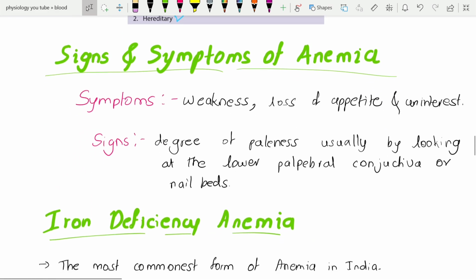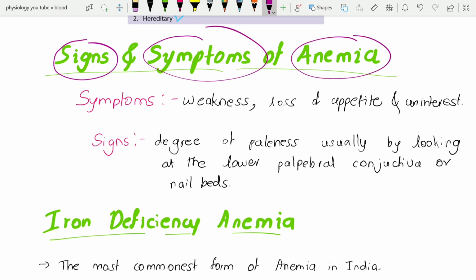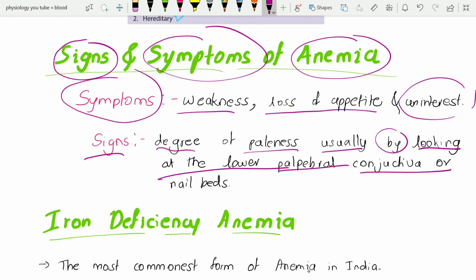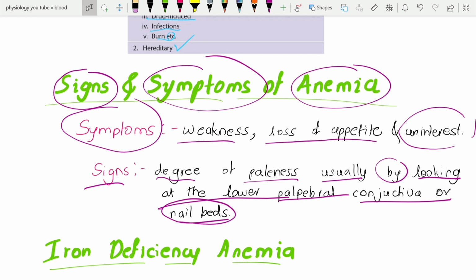Next competency: signs and symptoms of anemia. How a patient who is anemic presents to you. Symptoms are weakness, loss of appetite, and disinterest in certain things or all things. Signs: you can elicit the degree of paleness usually by looking at the lower palpebral conjunctiva or the nail beds. We will discuss some types of anemias properly.